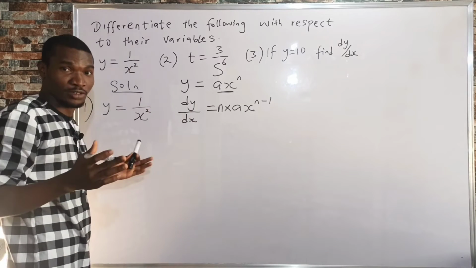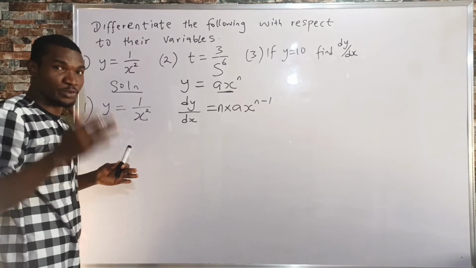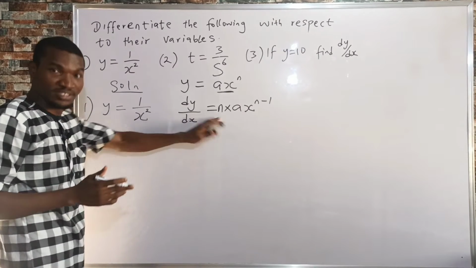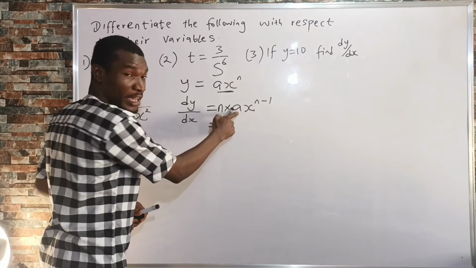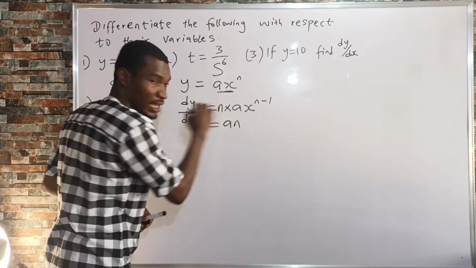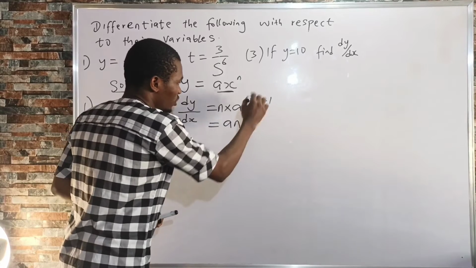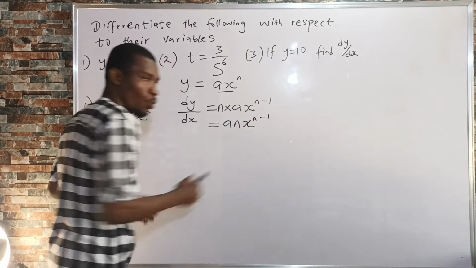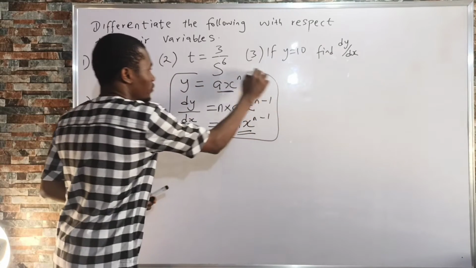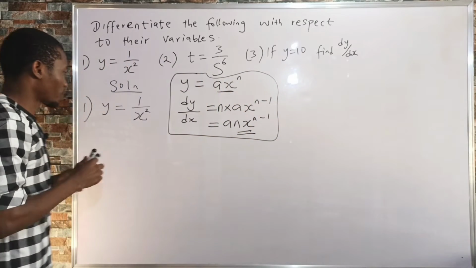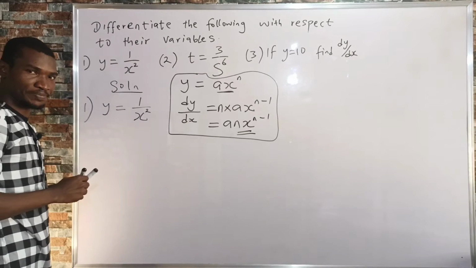We still have other methods, which are first principles and otherwise. But this is the basic one, okay? So this is n multiplied by a, which is still an, then x raised to the power of n minus 1. So I will be using this basic method of differentiation to differentiate this given function here.